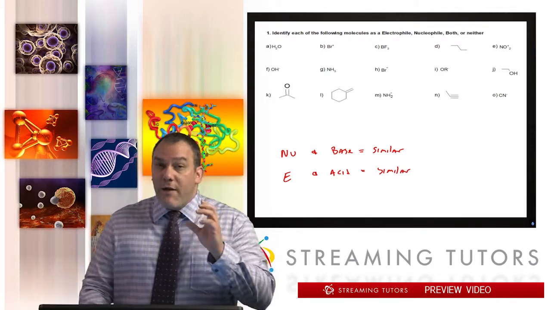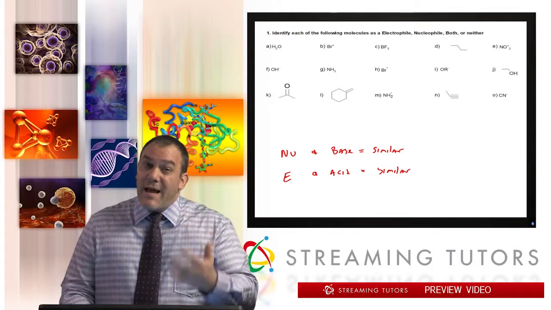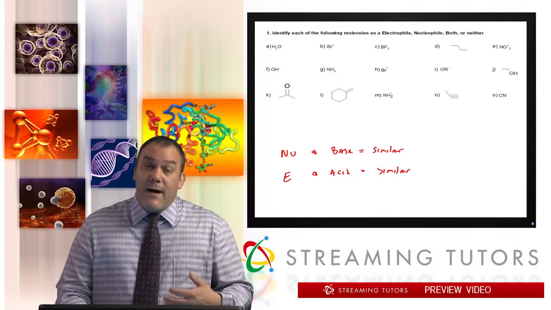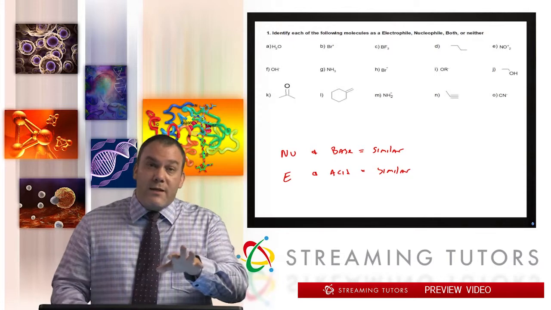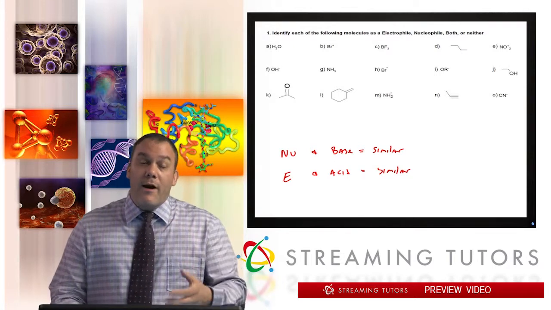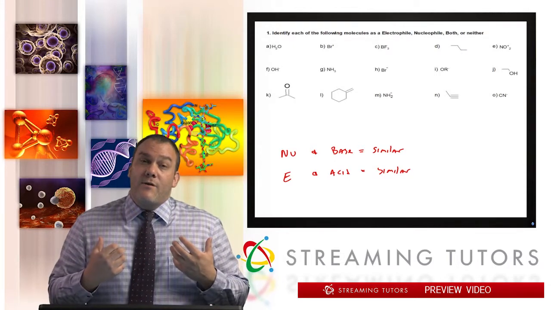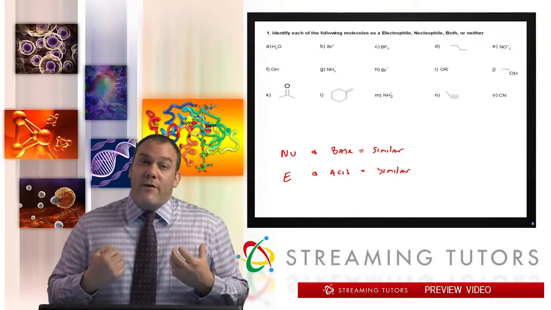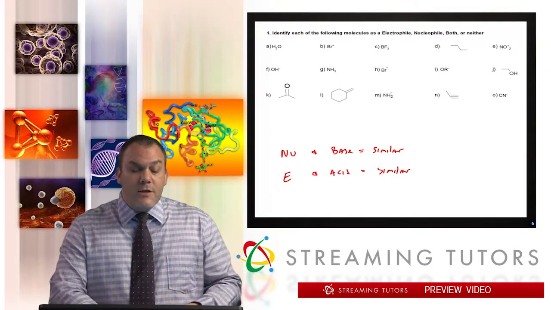Now, if something is positive, or is an acid, or it's partial positive, or it's an exception like a group 3 element like boron, then it wants electrons, right? So it's an electrophile. It wants electrons. So let's go ahead and take a look.